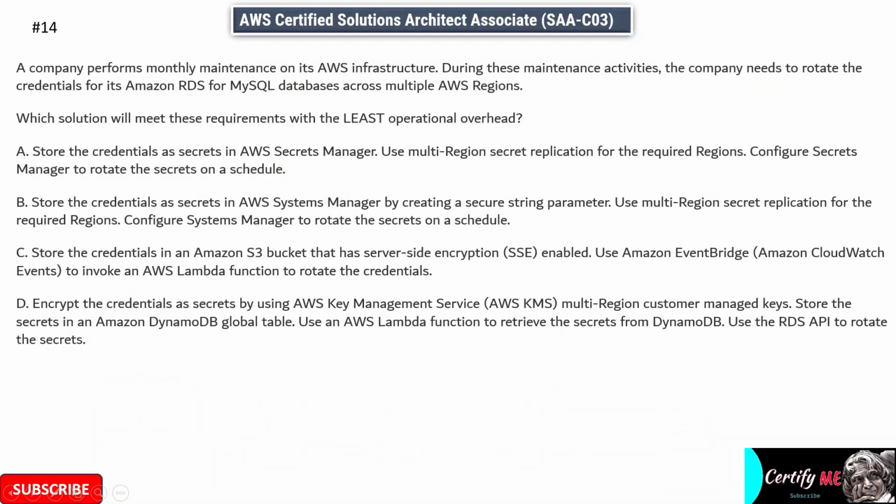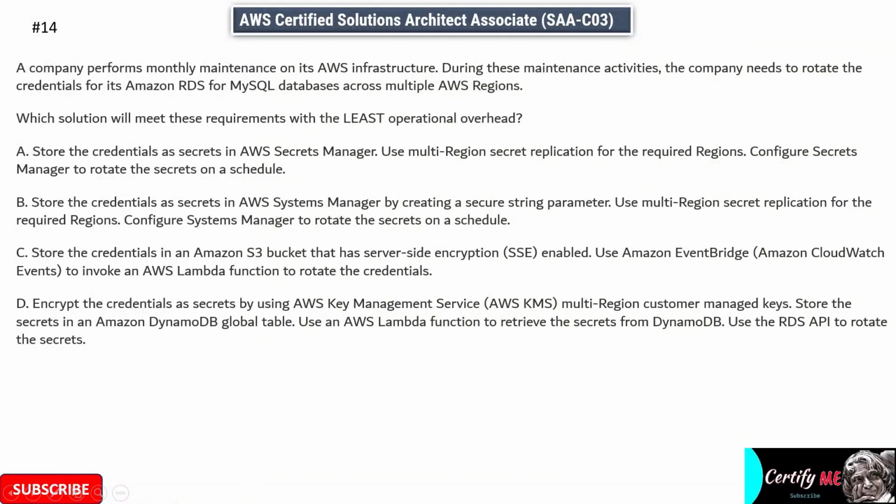During these maintenance activities, the company needs to rotate the credentials for its Amazon RDS for MySQL databases across multiple AWS regions. Which solution will meet these requirements with the least operational overhead? Option A. Store the credentials as a secret in AWS Secrets Manager. Use multi-region secret replication for the required regions. Configure Secrets Manager to rotate the secrets on a schedule.